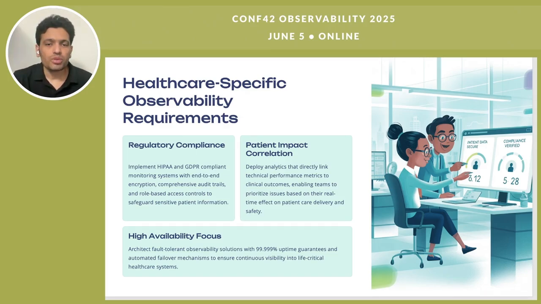Here is an example of a HIPAA compliance monitoring interface. Finally, high availability is non-negotiable. We need fault-tolerant systems with 99.99% uptime and automated failover to ensure critical visibility. Even during outages, this requirement ensures observability supports life critical systems. Let's look at a real world example of how these principles were applied.